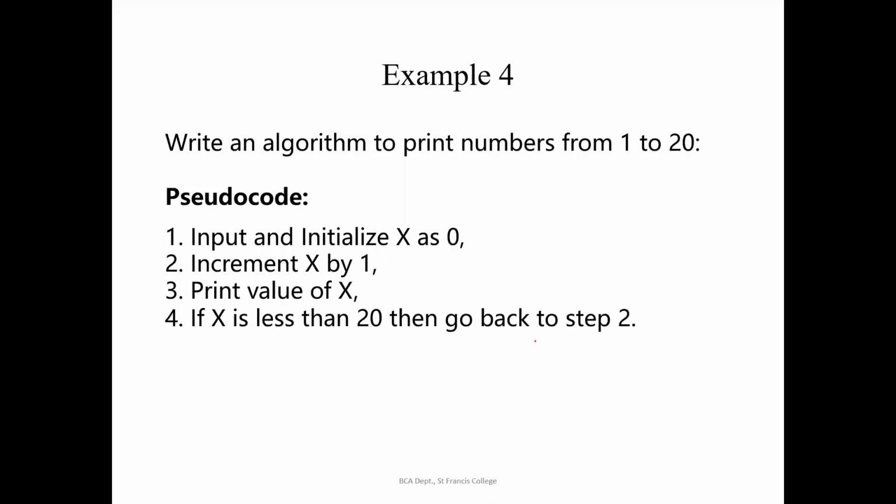Now I'm getting an input and then initializing x as 0 and incrementing x by 1. After that, print the value of x. After incrementing x by 1, what will be the value printed in this statement? For the first time when you are executing, x was initialized as 0 and then we incremented by 1. Then we are printing the value of x. What will be the value? Type in the chat box.